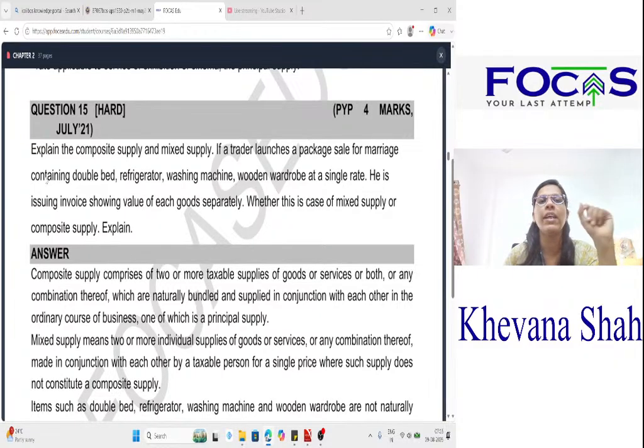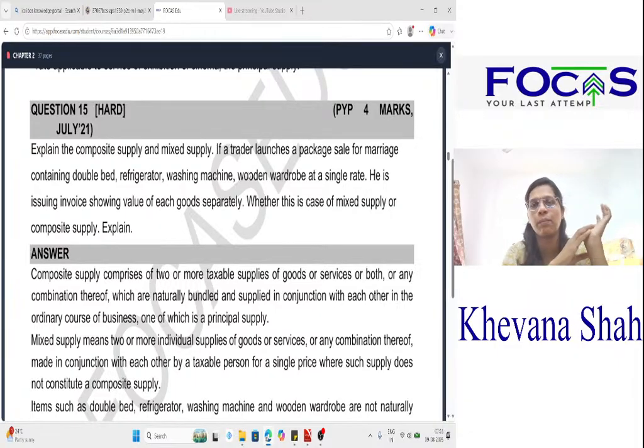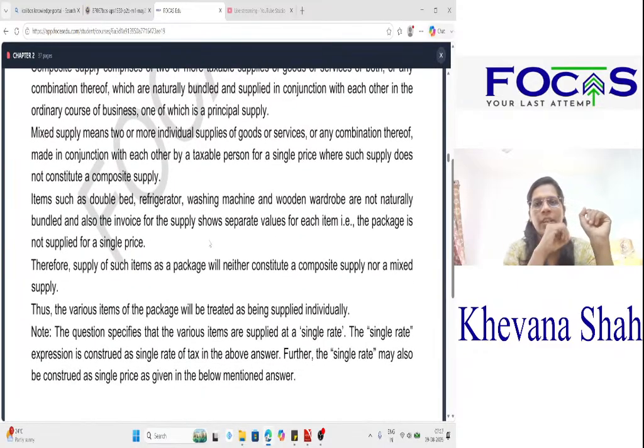So see, we are supplying different items which can be sold separately, but these are not bundled in our natural course of business. Okay, so this is not a composite supply. Now next what we are looking at is they are supplied at a single rate. So this is a case of mixed supply. Now what next they are giving in the question is, he is issuing invoice showing value of each goods separately. So each of the goods is shown separately.